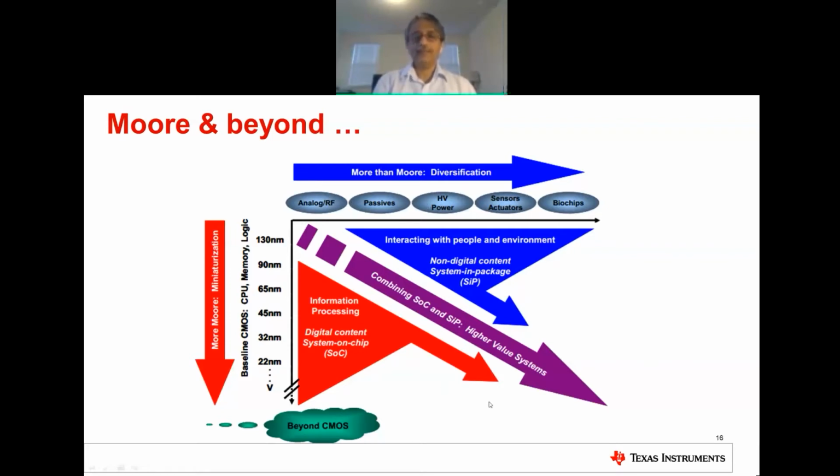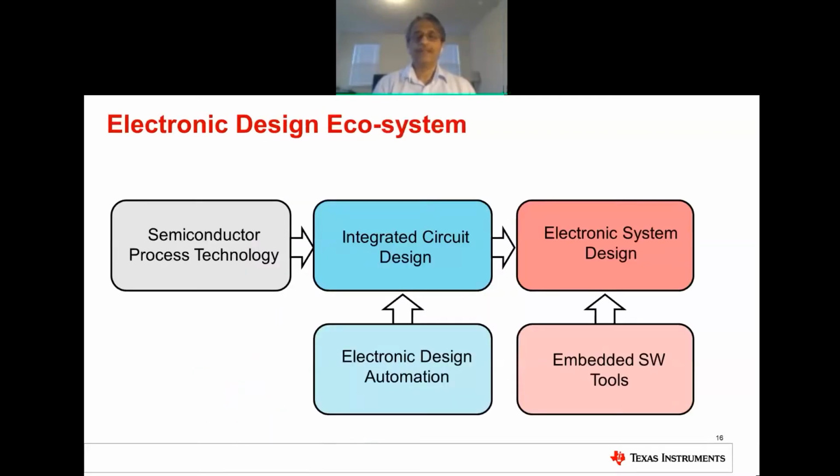So that's where this journey is continuing, and I really don't see this ending anytime soon, and more and more electronification of things is going to happen. That's the excitement of being part of this journey.